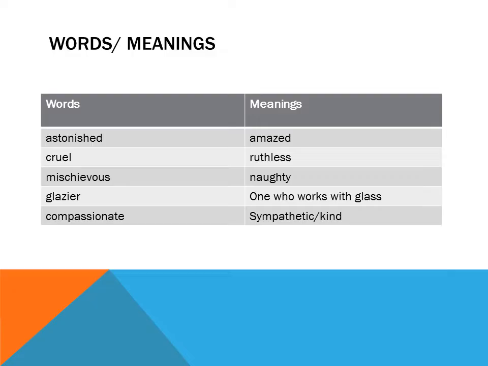The words for meanings are astonished, cruel, mischievous, glazier, and compassionate. Students, you better take out your notebooks and your pencils so that you could note these words down. Let's see the meanings of these words now.